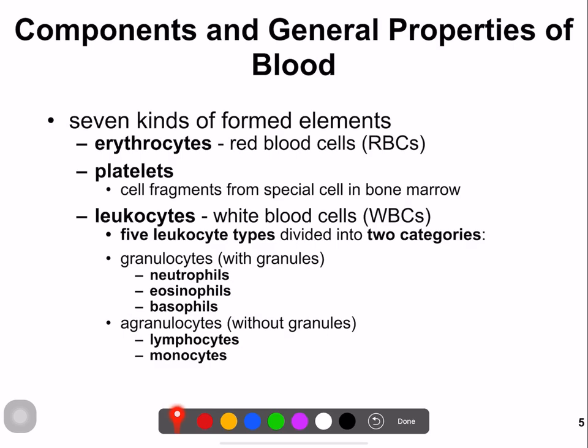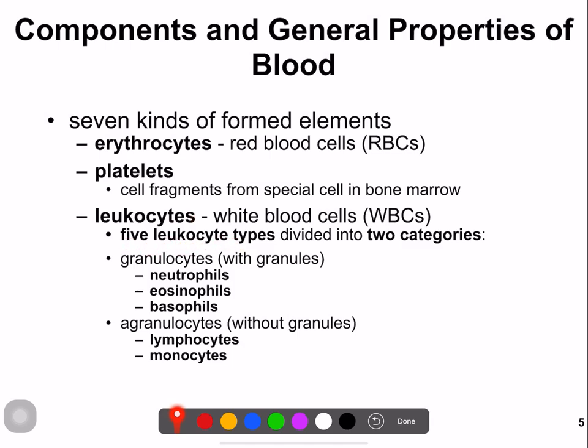When we look at the formed elements, there are 7 types of them. Number 1 are erythrocytes, which are red blood cells. The second group are platelets, and as I said, technically they're not a cell, they're actually a fragment of a special cell called a megakaryocyte that we'll see down the road. Then we also have the leukocytes. Leuko, white, means white cells. There are a number of them, and they look different and they have different functions.